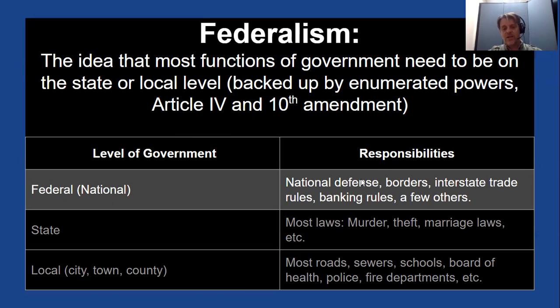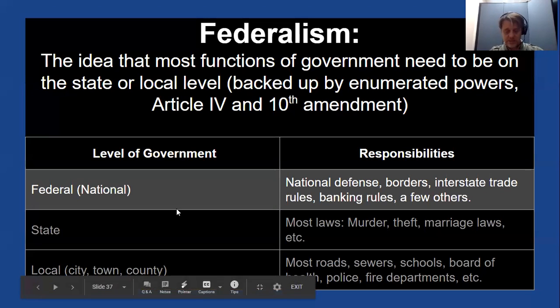So it's got the national defense, all the borders, takes care of interstate trade, banking rules for the entire nation, stuff like that. Anything that deals with the population as a whole or our borders, making the geography. States, they handle most laws, right? Murder, theft, marriage laws, etc.